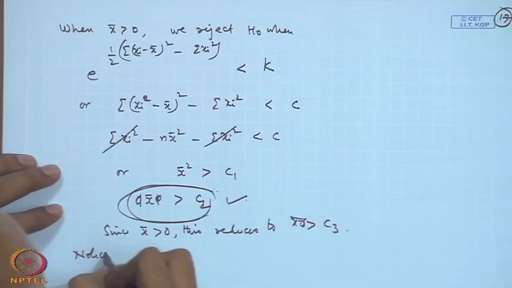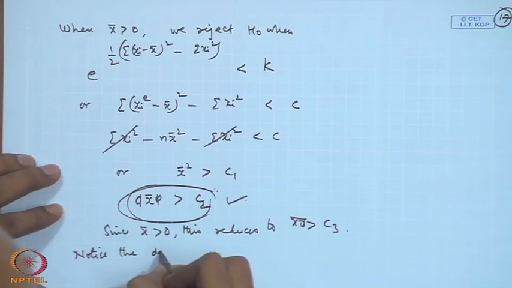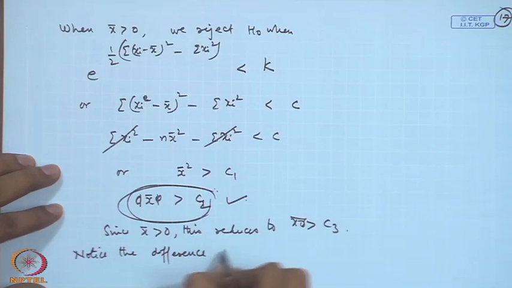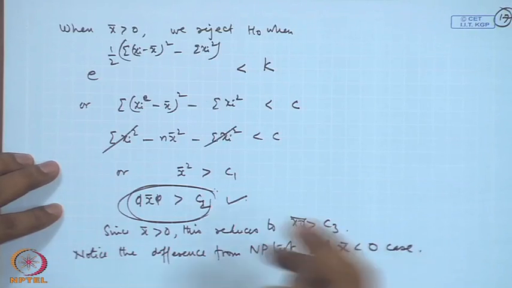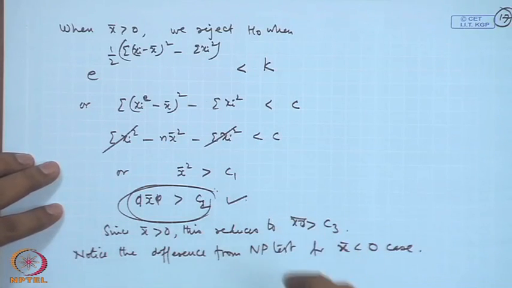So, notice the difference from the NP test for the x bar less than 0 case, but if x bar is greater than 0, then it is the same. But for all practical purposes, because alpha will be sufficiently small, the z alpha value will be very close to high, and therefore the two tests will be practically the same.